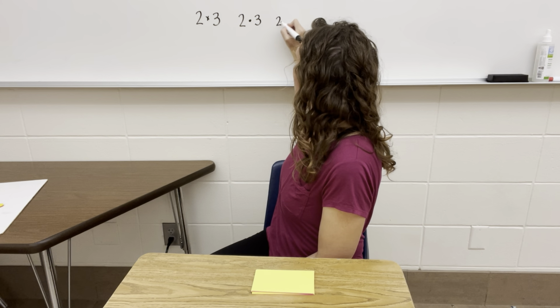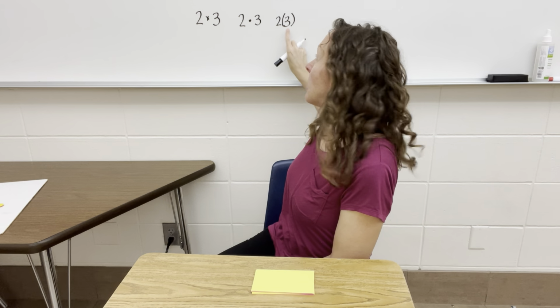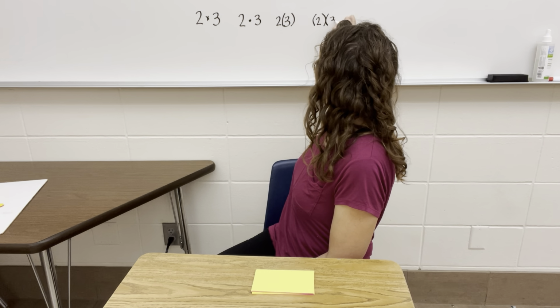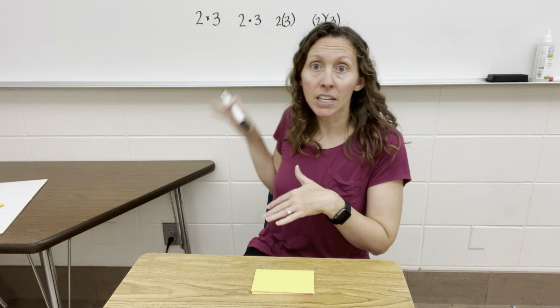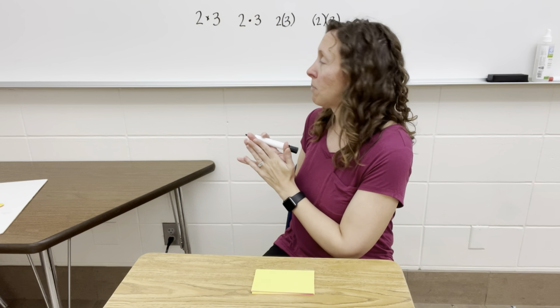We can also write it with a number touching parentheses. So this still means 2 times 3. And we can also put both numbers inside of parentheses. It's all right, it's just like they're wearing a hooded sweatshirt. But if they're touching each other, that means they're being multiplied.